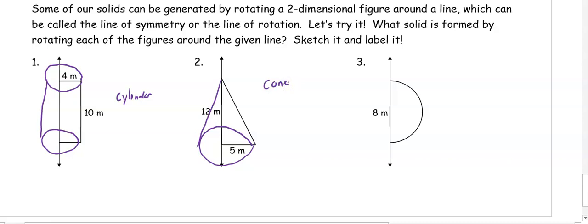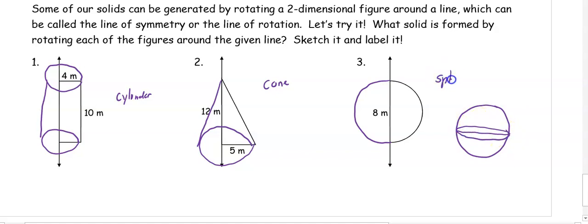And in number 3 then, we have this half circle, and every time we move a half circle around, it's going to create a circle going all directions. So it would look something like this. And this would be a sphere.